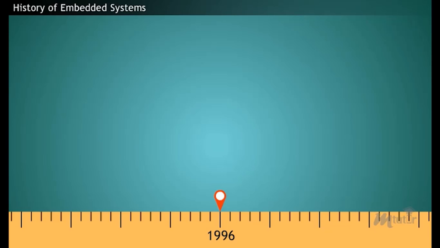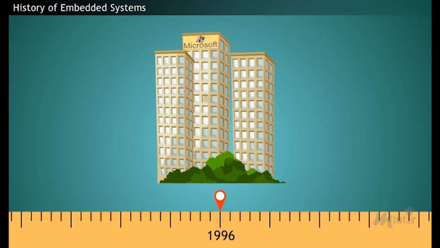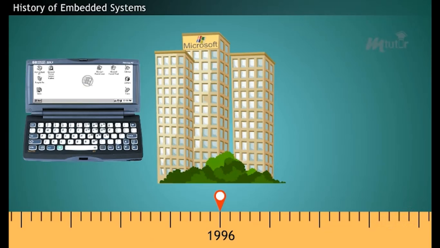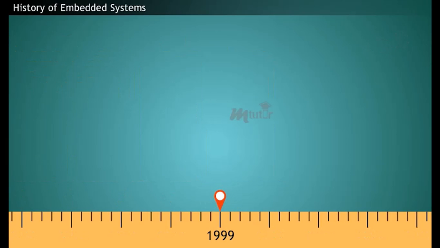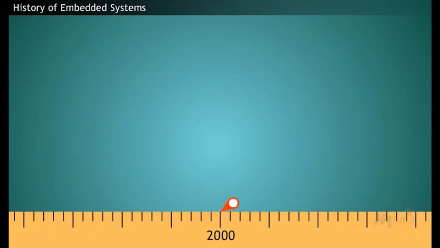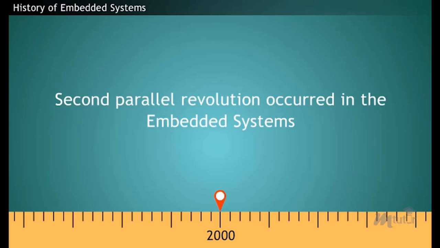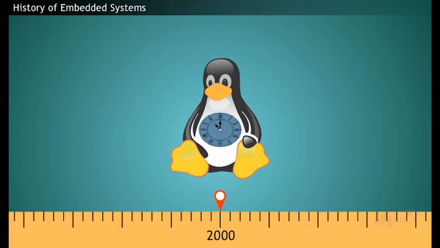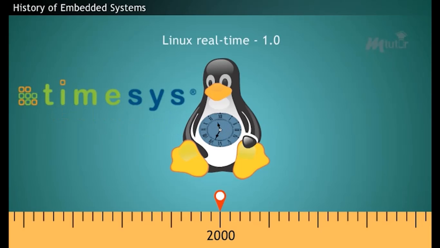In 1996, the renowned software giant Microsoft entered the embedded market and designed its handheld personal computer using the Windows CE 1.0 operating system. Following Windows OS, in 1999 the Linux Foundation started to develop its roots in embedded systems. And at the beginning of the year 2000, a second parallel revolution occurred in embedded systems. One of the highlights was the launch of the real-time version of Linux by TimeSys Corporation.